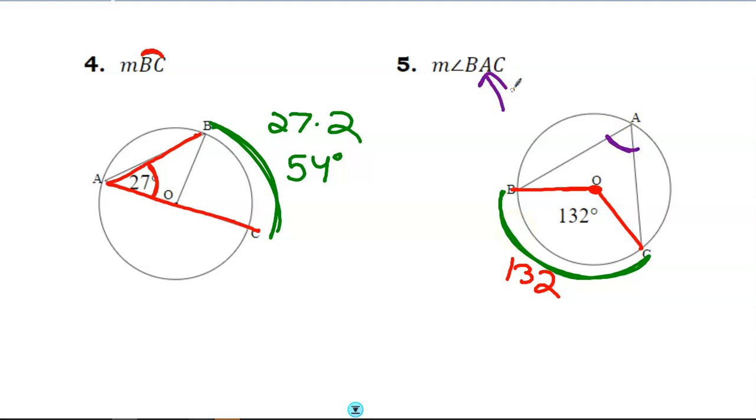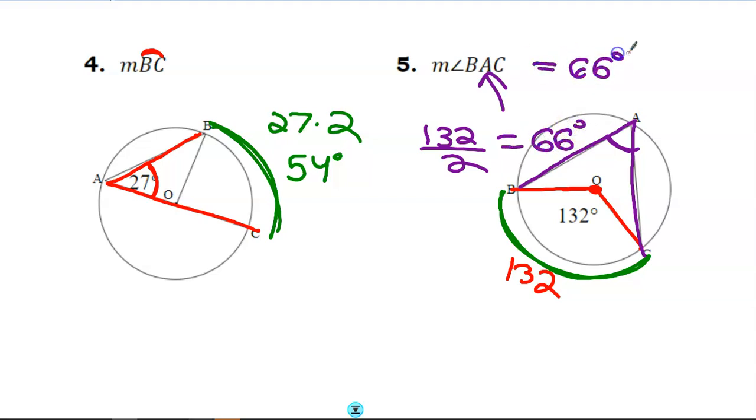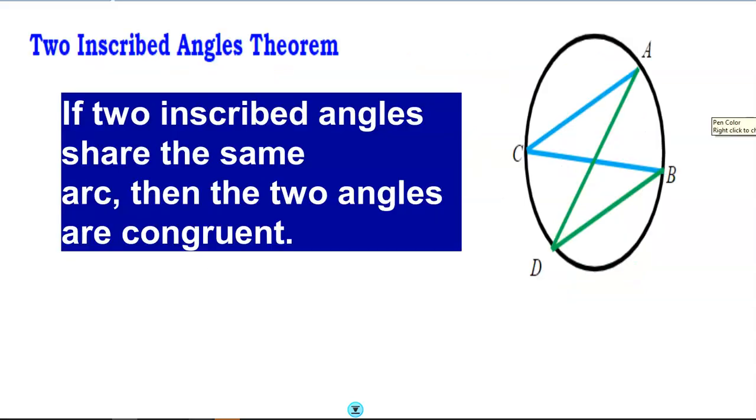A is the middle, so that's the vertex. So how do I find that angle? Well, it's 132 divided by 2. And that is 66 degrees. Okay, so again, are you going to be dividing by 2 or multiplying by 2? All right, next concept, two inscribed angle theorem.